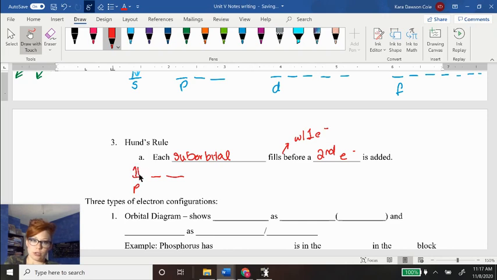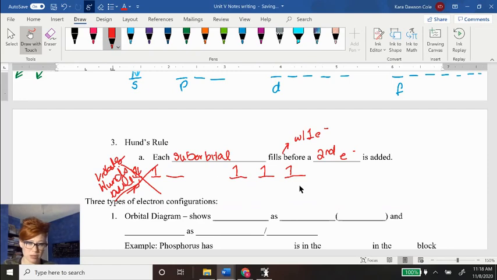1, 2, 3. This would not be the way that you would do this. You would have to add 1 electron into each orbital before you go back and double up. So this does not work. This is a violation of Hund's rule. Okay, that's a violation of Hund's rule. This is following Hund's rule. So you have to have 1 electron in each suborbital before you actually double the electrons up.